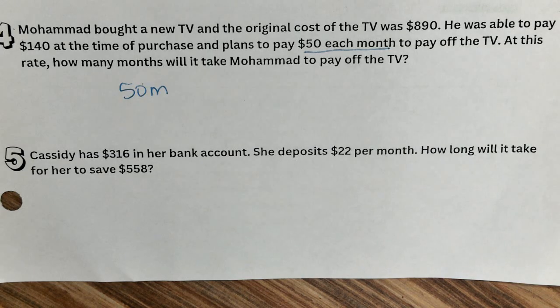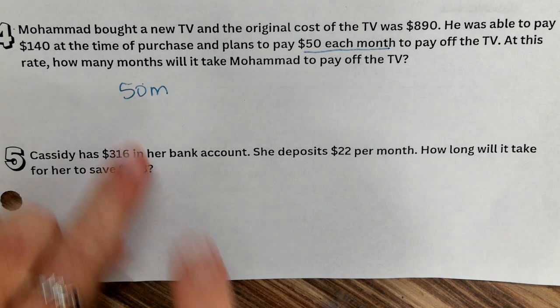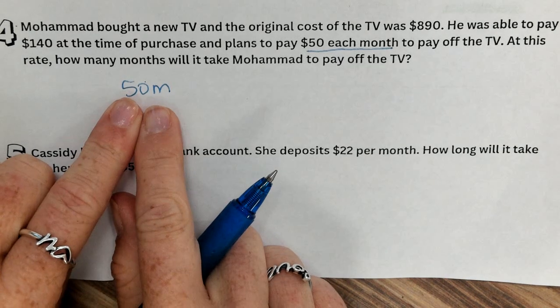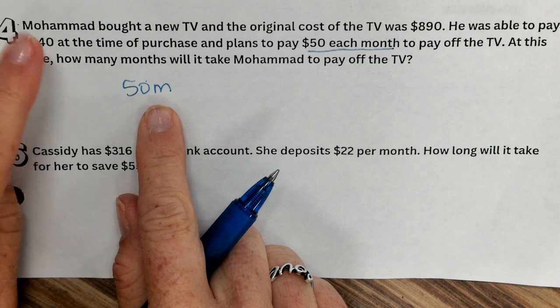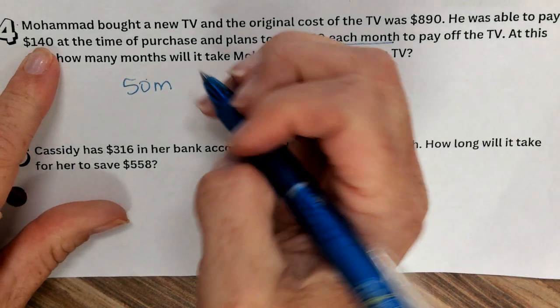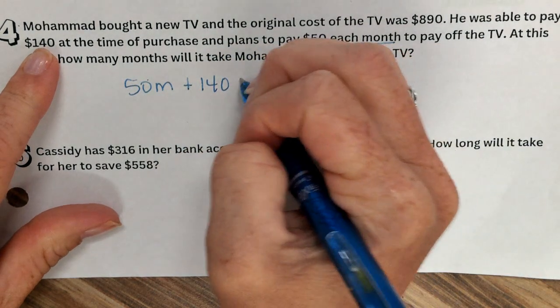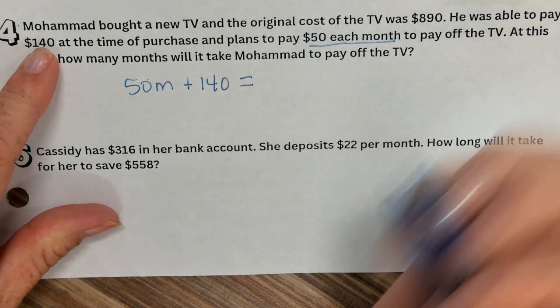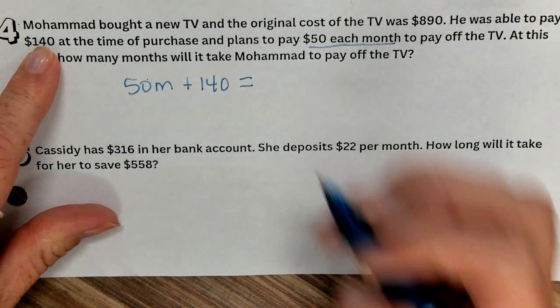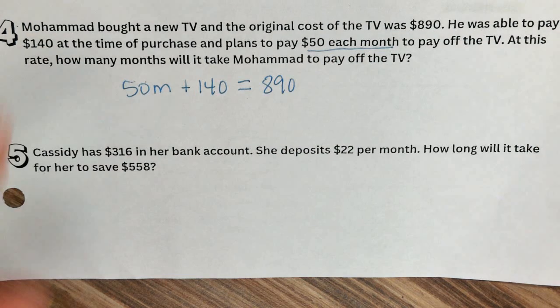Now stop. This is how much I'm paying. I have already paid, so I'm going to add that to what I'm paying. And that is going to equal the cost of the TV. Well, how much does the TV cost? That is the equation that you would write.